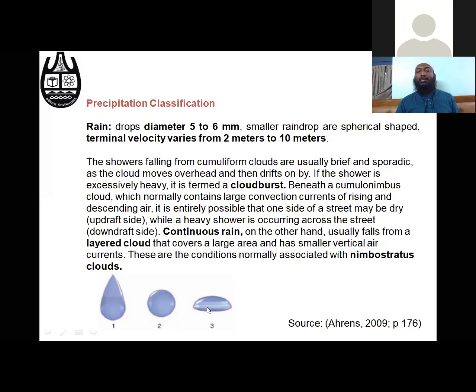Okay. On the other hand, if it is bigger, that means near to 5 millimeter, then its shape is like this. The lower portion is very horizontal and gentle in nature, and the top portion is a rounded shape. So this is the structure of a raindrop normally.